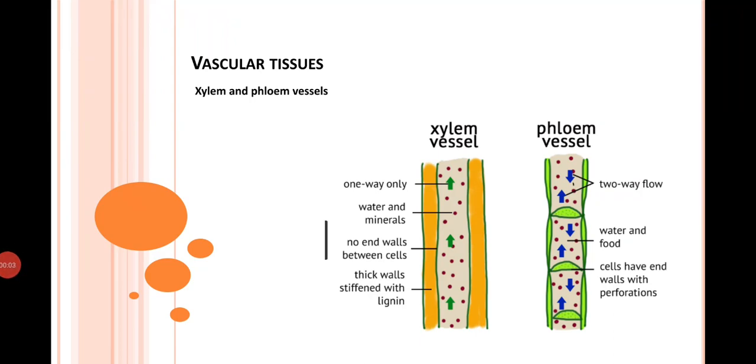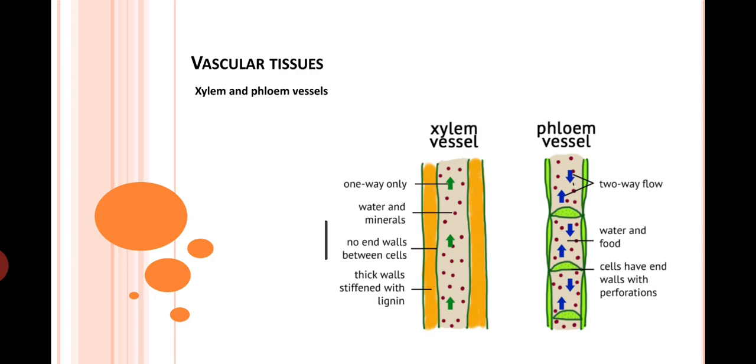Hello everyone. In this video we are going to discuss vascular tissues and their structure. We are going to discuss xylem and phloem vessels. As you can see firstly in this picture, we have the xylem vessel and phloem vessel.